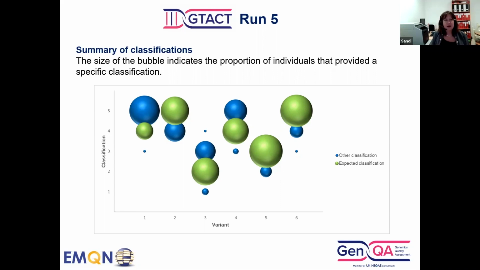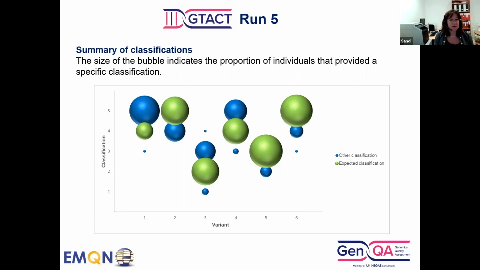So as with previous variant classification runs, we have displayed the data submitted by the participants through these bubble plots. So we have quickly put this one together. Obviously, if we're changing some of the classifications, this will change accordingly. But here you can see a summary of the range of classifications submitted for each variant by the participants. Here the larger the bubble means the more people who classified that variant. So along the bottom we have variants 1 to 6, and then on the y-axis we have the classification that goes from 5 pathogenic right down to 1 which is benign.